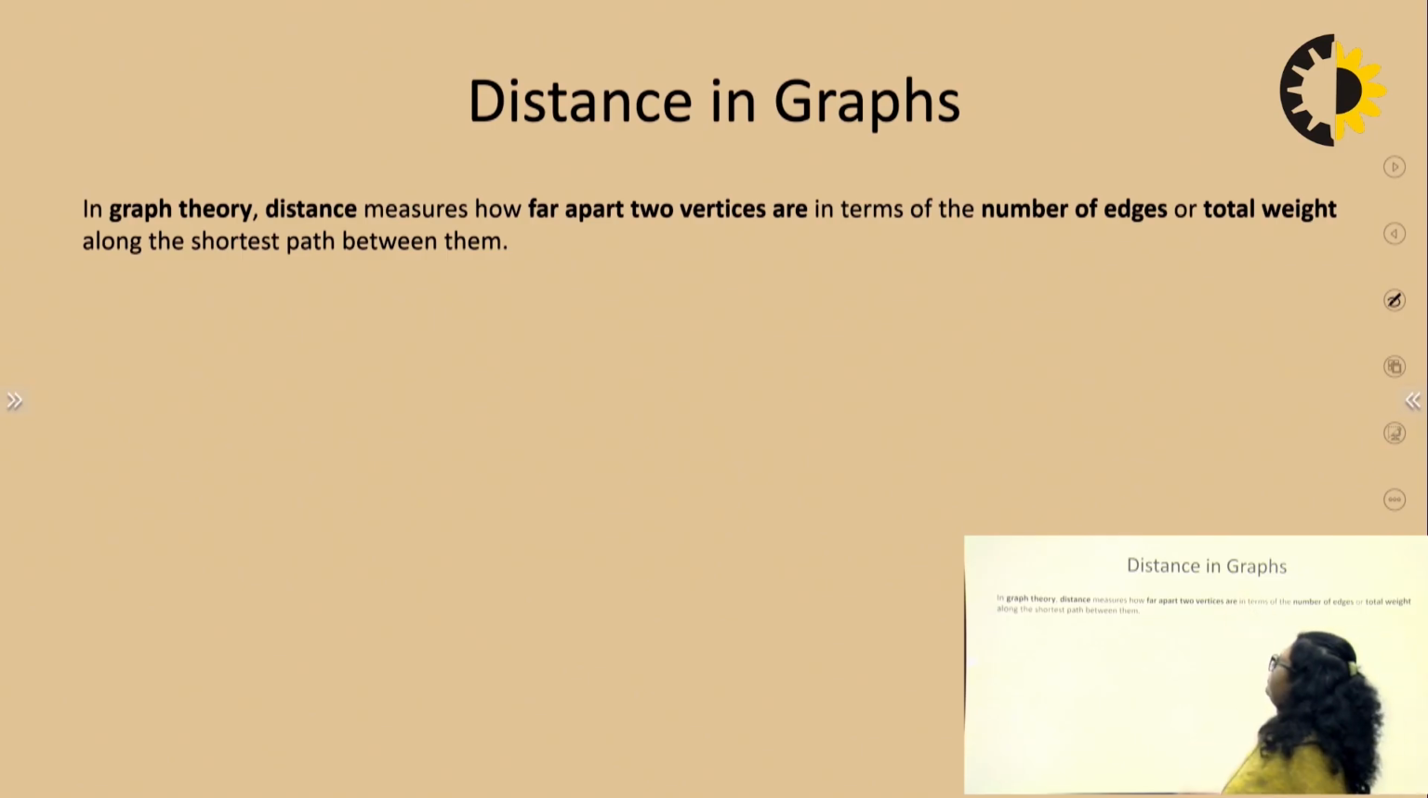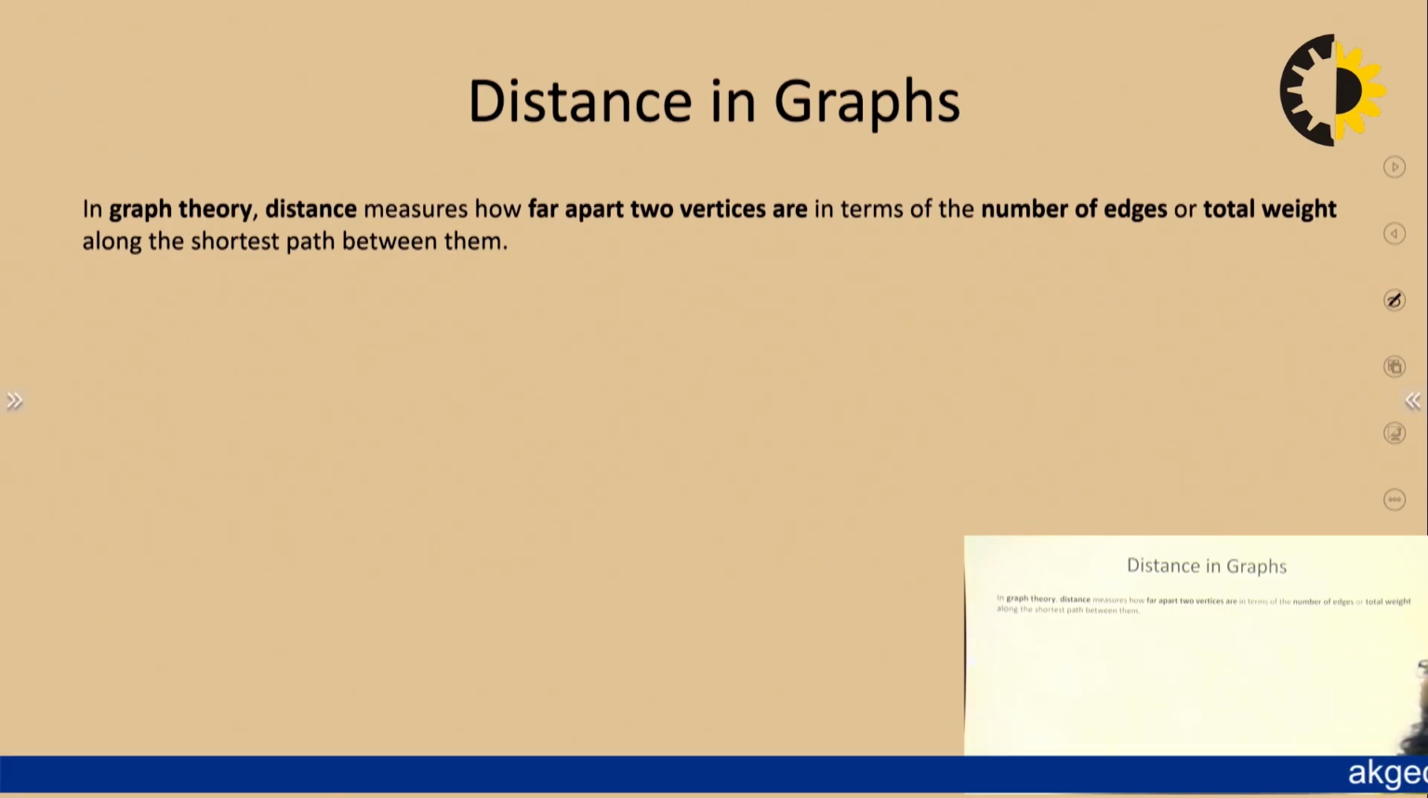Distance in a graph. Distance represents how far two vertices are in a graph in terms of number of edges, and total path and shortest path between them. So basically distance measures how far two vertices are apart from each other in the graph.